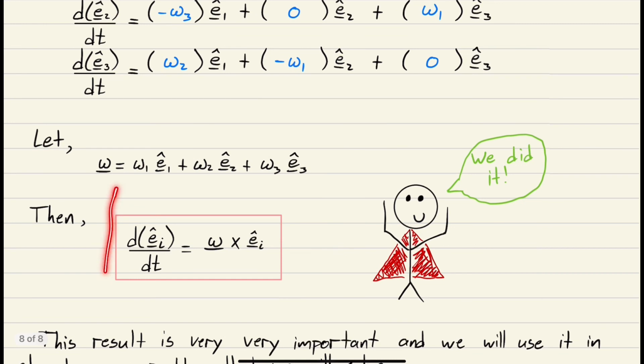So if you skip the entire derivation video, this is what you want to know. The rate of change of a unit basis vector, a unit vector, is equal to the angular velocity vector crossed with the unit vector itself.